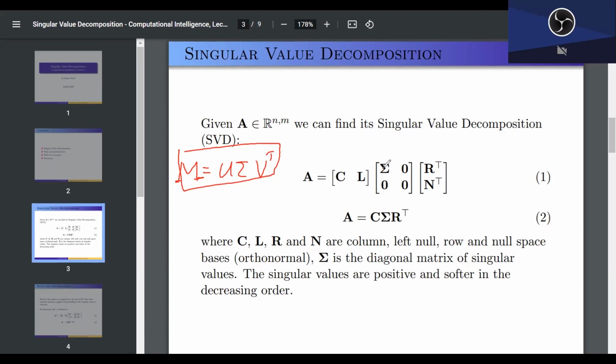Second, this is the row space basis. This is the null space basis. This is the column space basis. This is the left null space basis. So somehow the SVD decomposition gives us all those things. That is surprising. That's probably not something you saw before, but that's indeed the case. I'm not going to prove it. I'm just claiming that this is how SVD decomposition works.